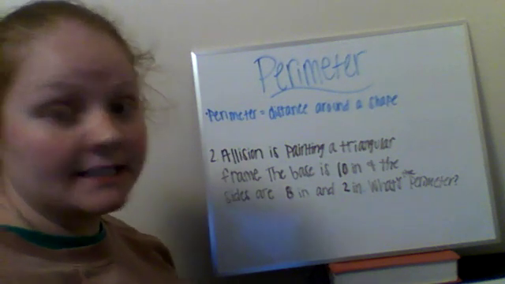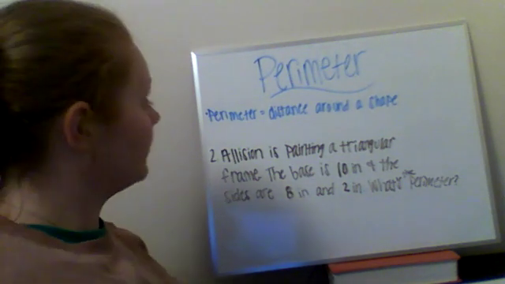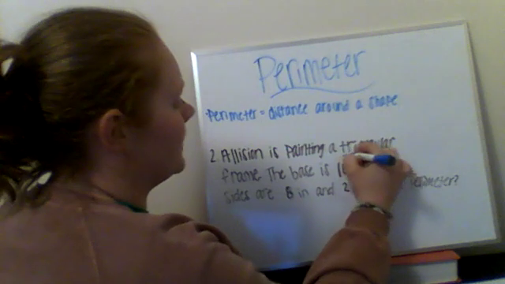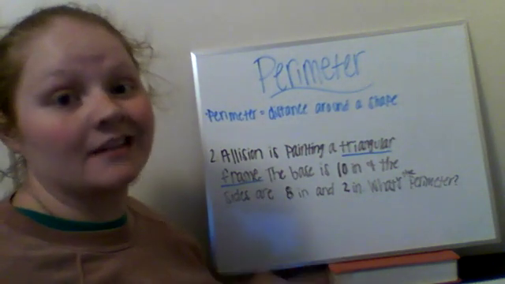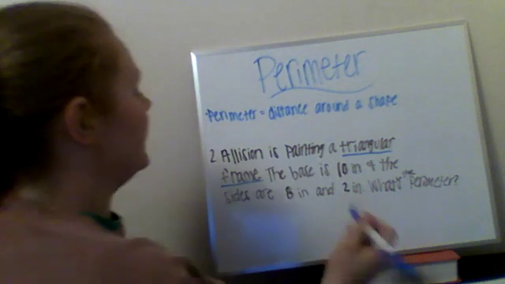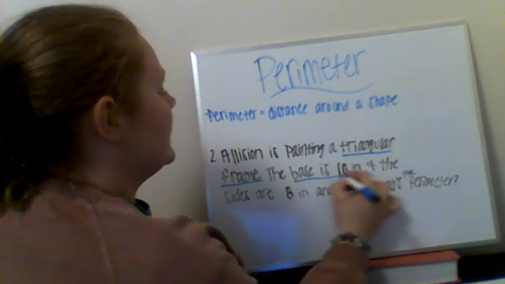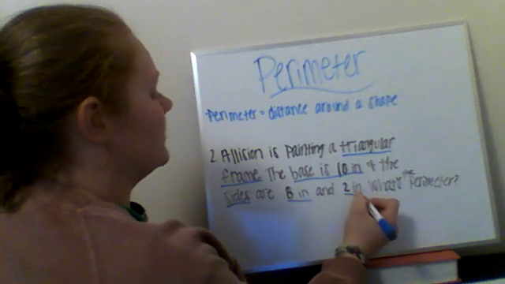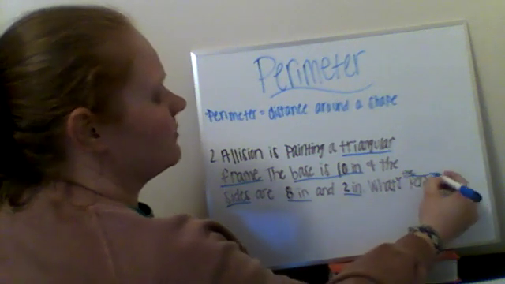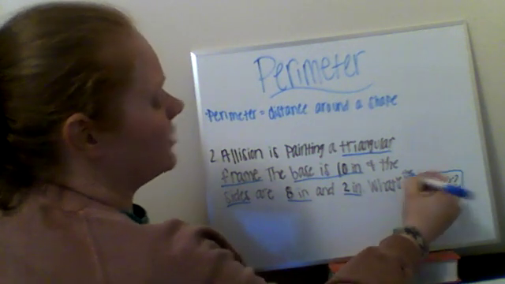So in this word problem, I would underline a triangular frame because that's telling me what shape I'm looking at, the perimeter of what shape. And then I would underline the base is 10 inches and the sides are 8 inches and 2 inches. And I would box perimeter because that's what I'm looking for.